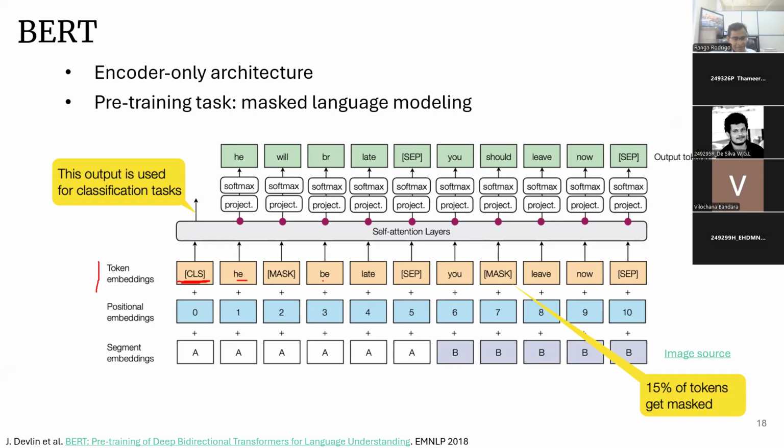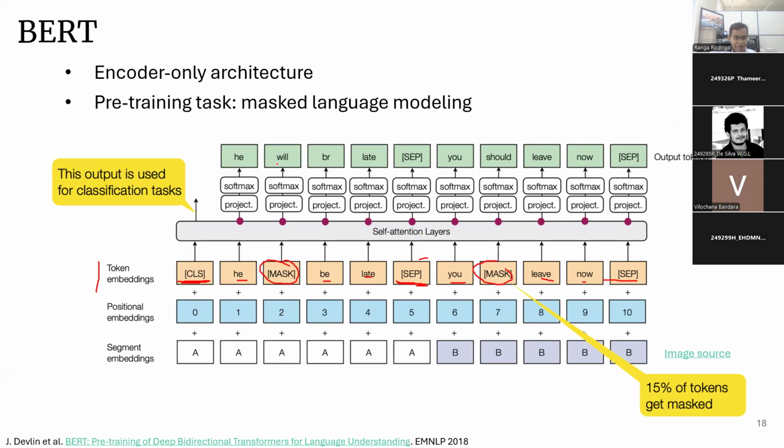He, be, let, you, leave. And then you have two masks. Some words are in masks, mask. And this is the sentence separator. The task of this mechanism, the self-attention layers and so on, is to predict the masked words.